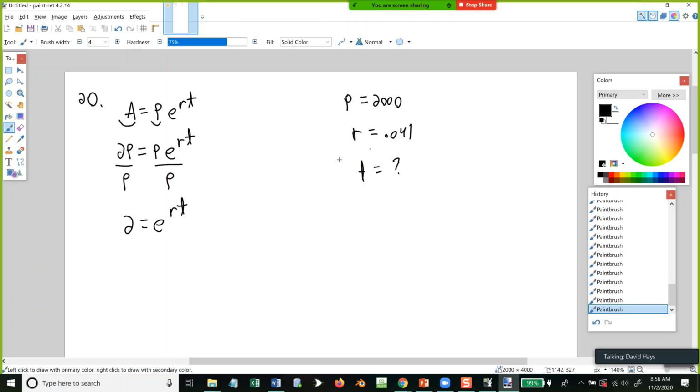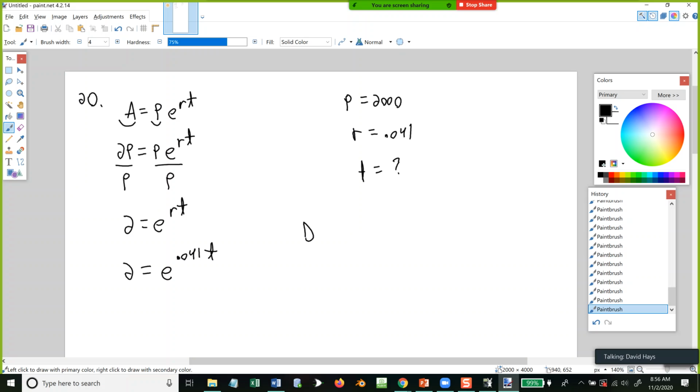Okay, so let's plug in what we're given. And then I won't finish it after that because I think it'll be obvious. We get this. This is an exponential equation. We take natural log of both sides and solve it from there.